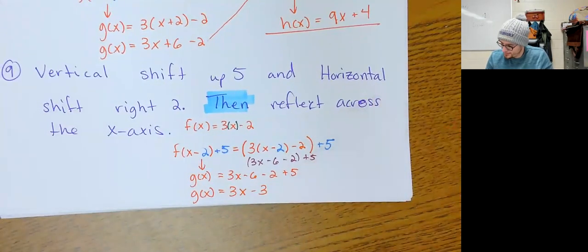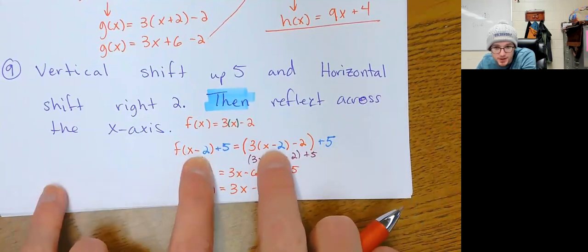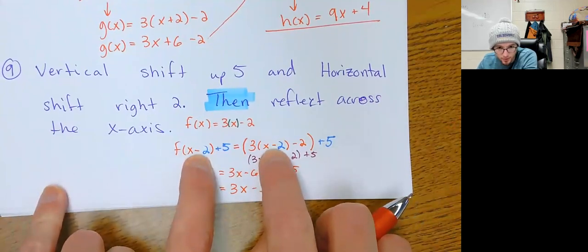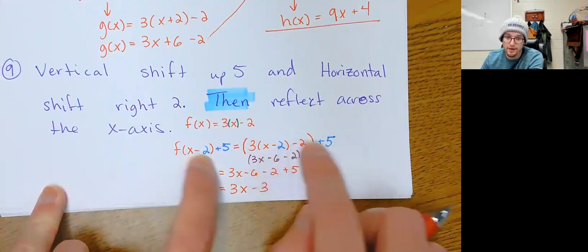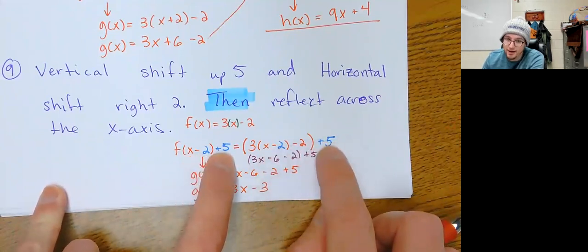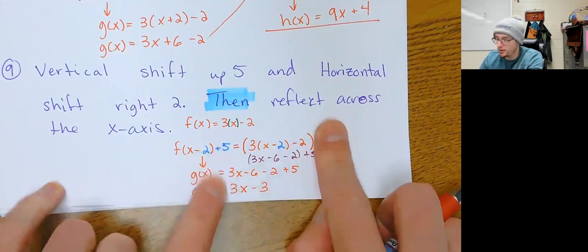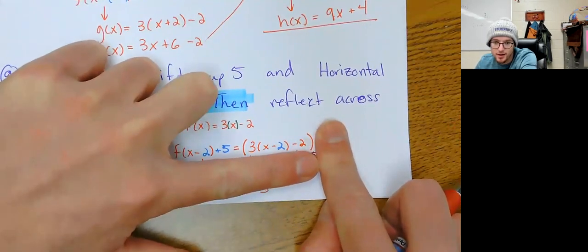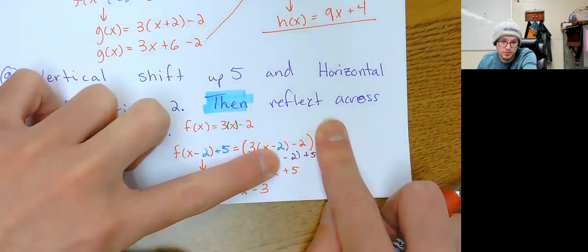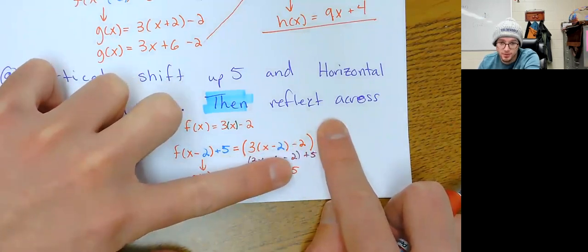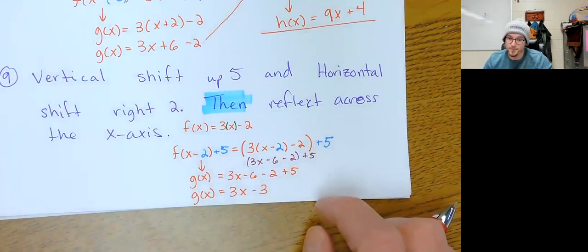Whew. So I moved it to the right 2 units by subtracting 2 from the input, and then I moved it up. I moved the entire thing, the entire original function, right? The entire original function, which was 3x minus 2. Now it's 3x minus 2 because we also moved it to the right. But we did that.